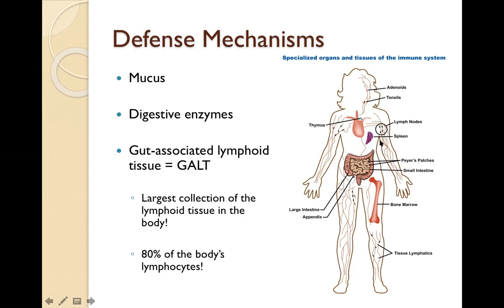The largest collection of lymphoid tissue in our body is actually in our gastrointestinal tract. It accounts for close to 80% of the entire body's lymphocytes. So we have a huge ability for our immune cells to recognize and to defend against these foreign invaders. So between mucus, digestive enzymes, even the low pH of the stomach, and this gut-associated lymphoid tissue, we have a lot of mechanisms in place to keep as many of these foreign invaders out of our bloodstream and our body.